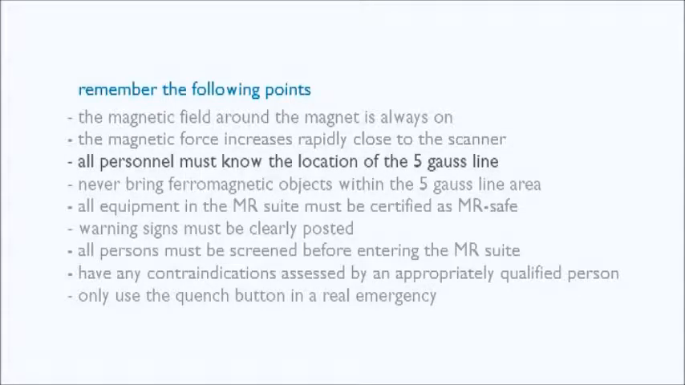All personnel must know the location of the 5 Gauss line. Never bring ferromagnetic objects within the 5 Gauss line area. All equipment in the MR suite must be certified as MR safe. Warning signs must be clearly posted.